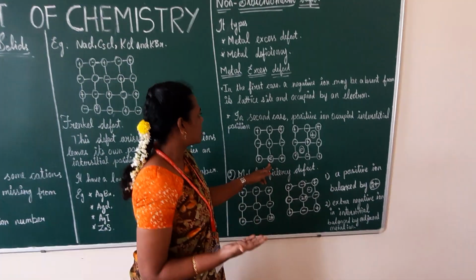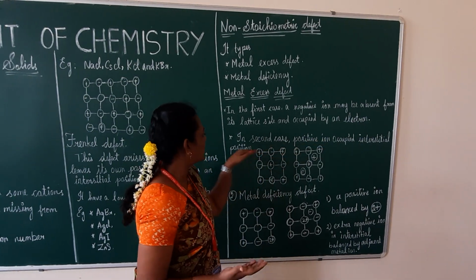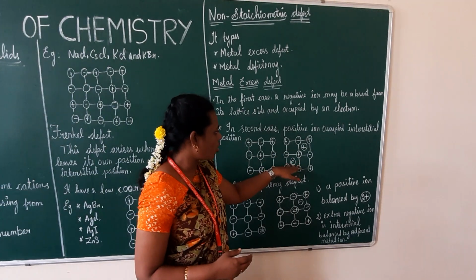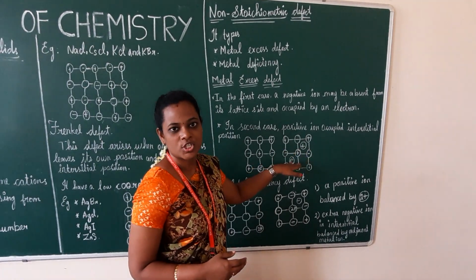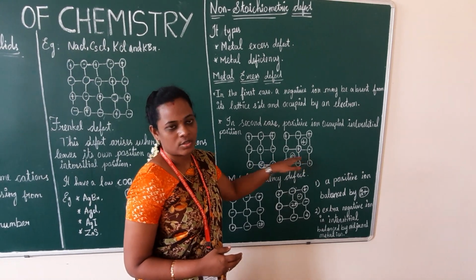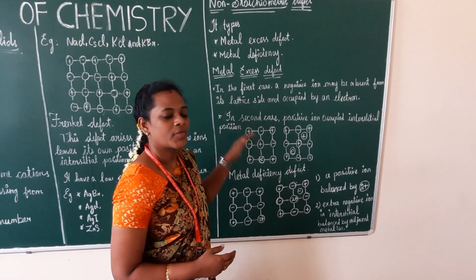In the second case, a positive ion occupies an interstitial position. When a positive ion and an electron occupy interstitial positions, this defect is termed a metal excess defect. So, there are two cases in metal excess defects.